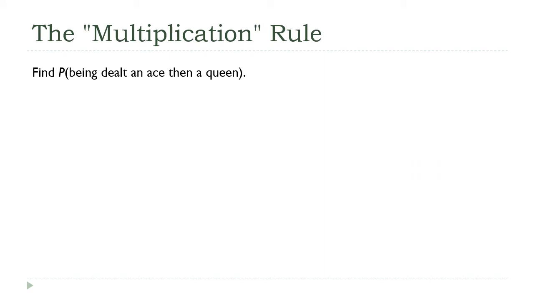That's going to impact your final result. Okay, now we're in a position to answer my dependent and event, right? The probability of being dealt an ace and then a queen. Well, here's what I'm going to do. I'm going to go back to my conditional probability formula. My conditional probability formula says the probability of A given B is equal to the probability of A and B divided by the probability of B.